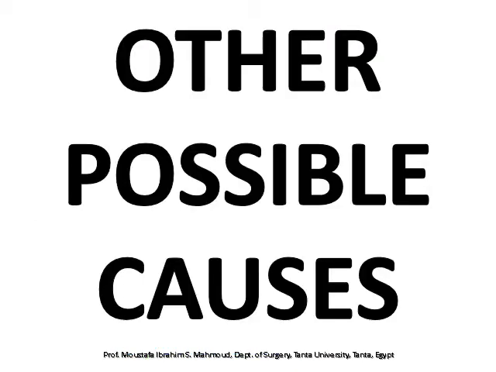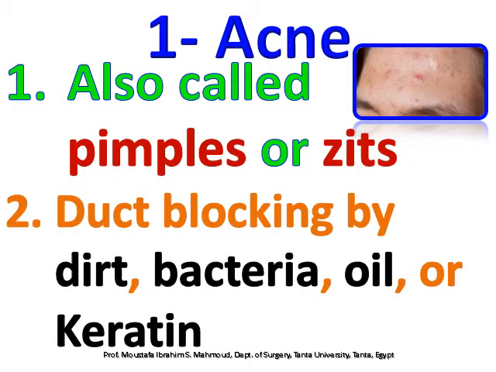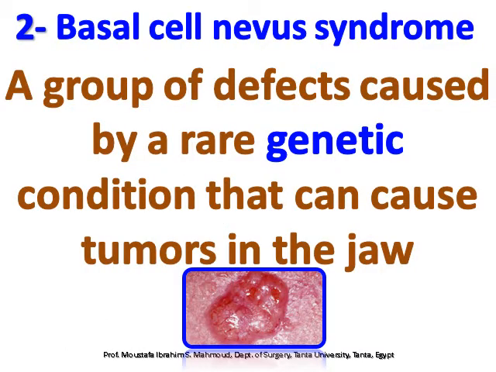Other possible causes: acne, also called pimples or cysts, duct blocking by dirt, bacteria, oil, or keratin. Basal cell nevi syndrome is a group of defects caused by a rare genetic condition that can cause tumors in the jaw.